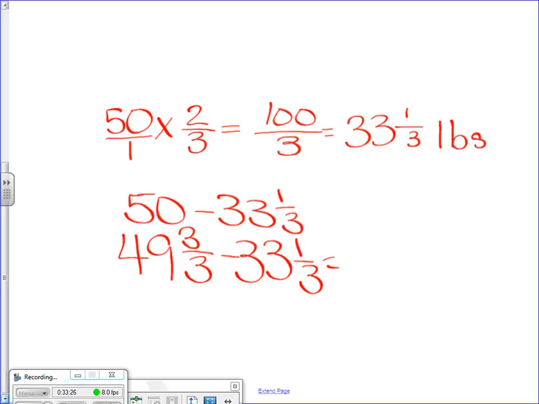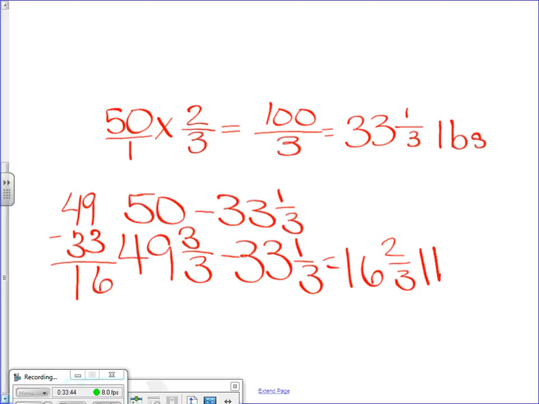So 49 minus 33, 16. See, if you told me 17, then you did 50 minus 33. 16 and 2/3 pounds. Yes, I got that. That's not bad. This isn't even hard. I thought it would be simple. Nope.